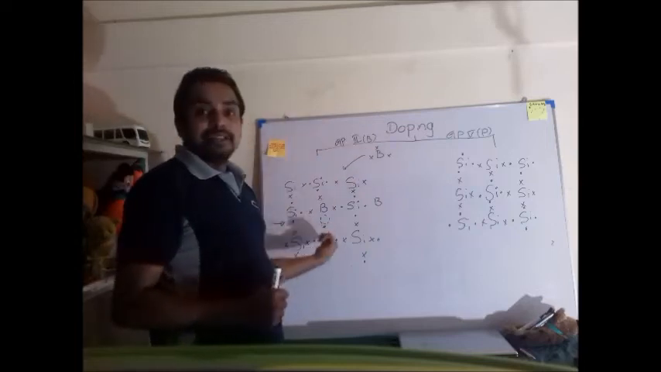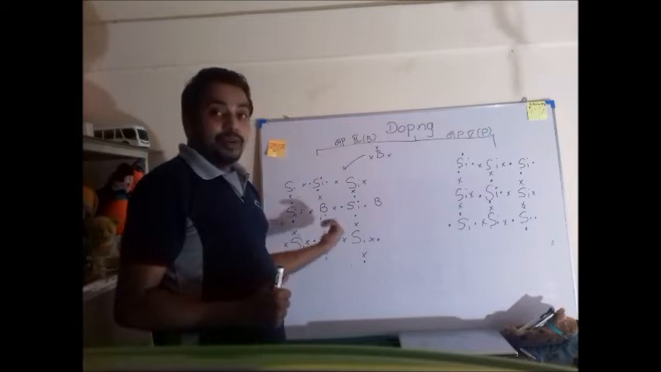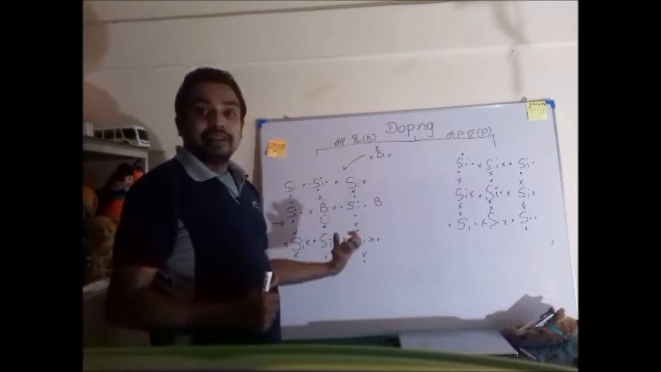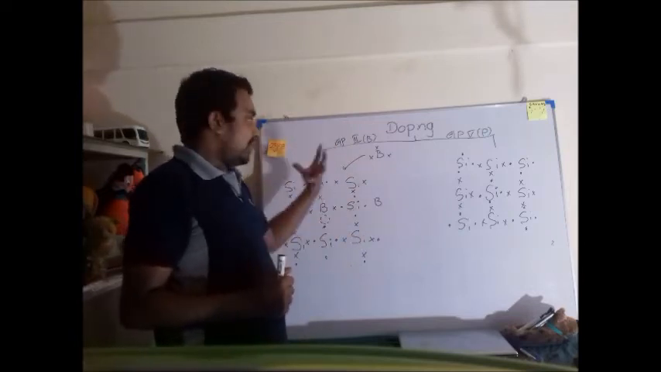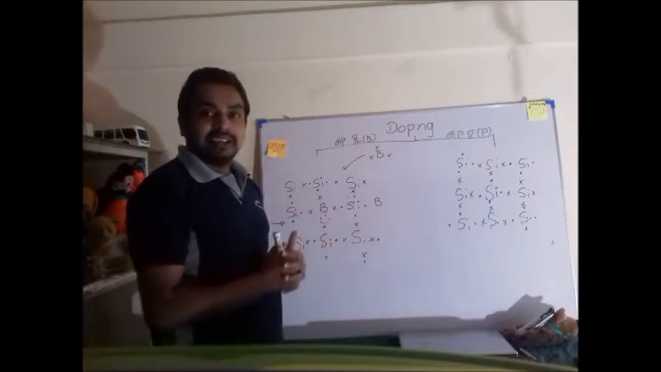Now it is mixed with boron atoms. Those are impurities. It is an impurity, whatever it is mixed. So it is known as an extrinsic semiconductor.